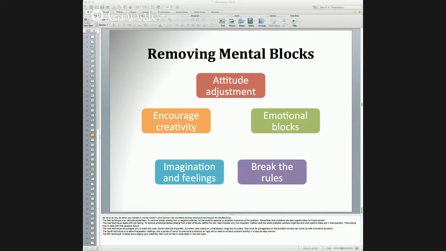The next technique deals with risk taking. To remove emotional blocks arising from a fear of failure, define the risk. Then indicate why it is important. Define what the worst possible outcome might be and what opportunities there are in that scenario. Think about how to deal with that possible failure.